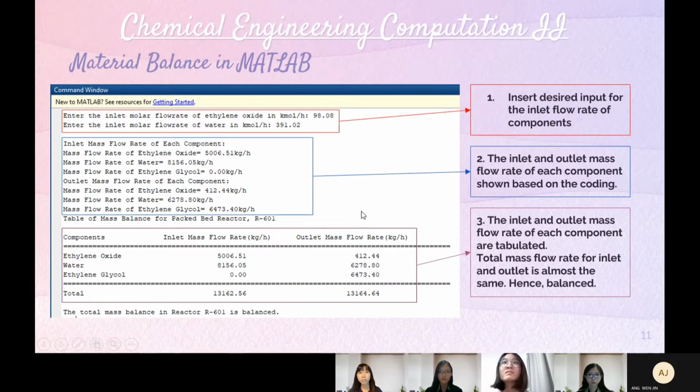Based on the figure, when we run the coding, the program will prompt us to input the known inlet molar flow rate of each component. After inserting, the results for the inlet and outlet mass flow rate of each component are shown. Lastly, the data of flow rate are tabulated, and we can observe that the total mass flow rate for inlet and outlet is almost the same. Hence, the material balance in the reactor is balanced. This shows that there is no accumulation in the reactor and the system can be said to be in steady state. Next.